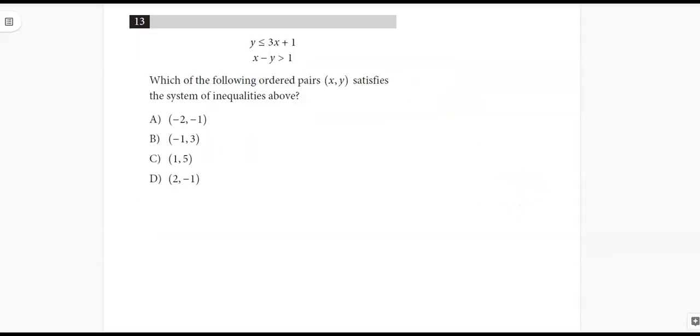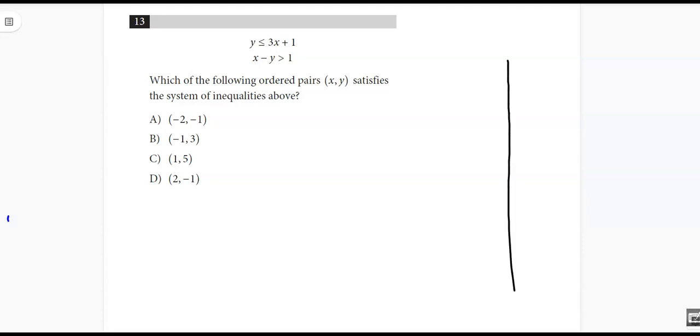All right, number 13, looks like a system of inequalities. Which of the following ordered pairs satisfies the system above? So I'm going to show you two ways. I'm going to first show you a really fast way where you have to have a little bit more knowledge about graphing. And then I'll show you a way where you can plug in points. So here's the really fast way.